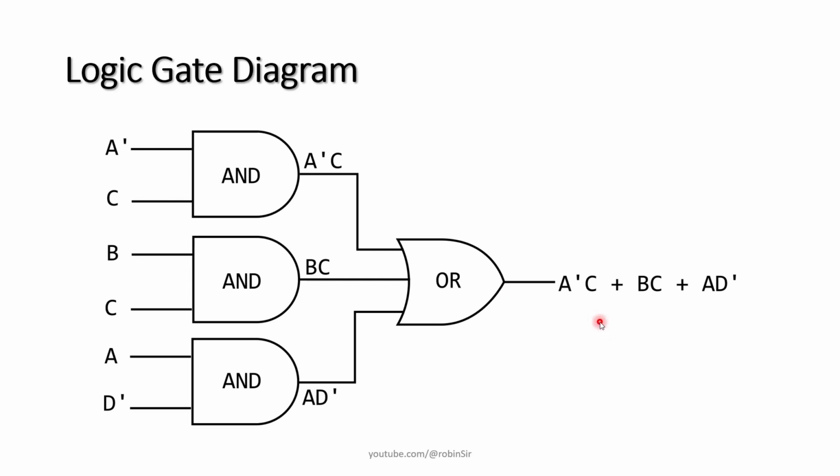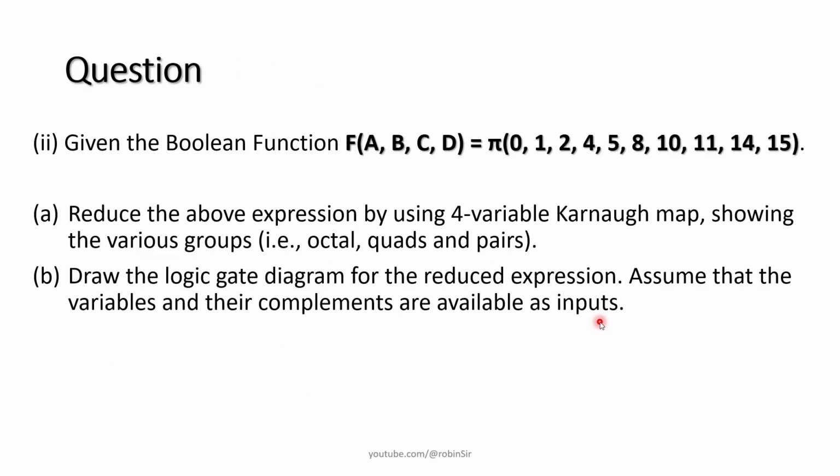Now let's look at the second part of this problem. In the second part, we are again given one Boolean function of 4 variables, but here the max terms are given. When we look at the pi symbol, we realize that these are max terms. And here also using a 4 variable KMap, we have to reduce the given expression, and we have to show the octals, quads and pairs while reducing. And after that, we have to draw the logic gate diagram for the reduced expression.